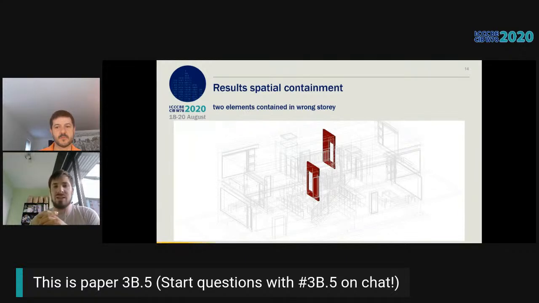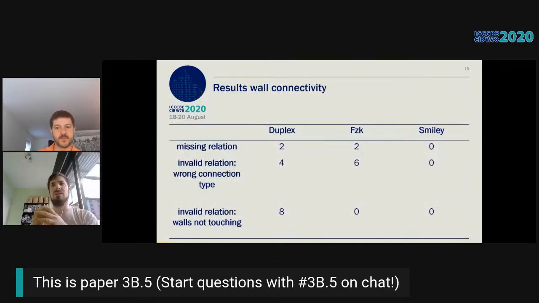And then you can see here the first check or inference was the spatial containment. And you can see that in the duplex model, a couple of elements are misplaced. And this is actually well known. This is also observed in other literature, for example, a paper from Solihin, Eastman and Lee from 2015.